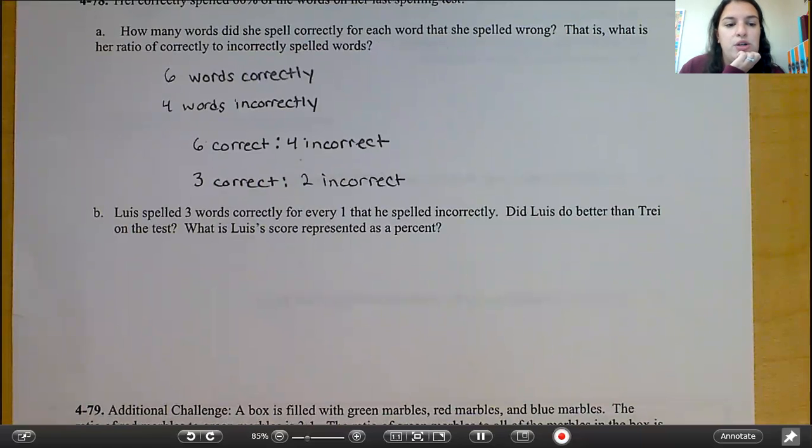Did Lewis do better than Trey on the test? What is Lewis's score represented as a percent? So go ahead and pause the video and answer Part B. Okay, if you're back with me, you've answered Part B.